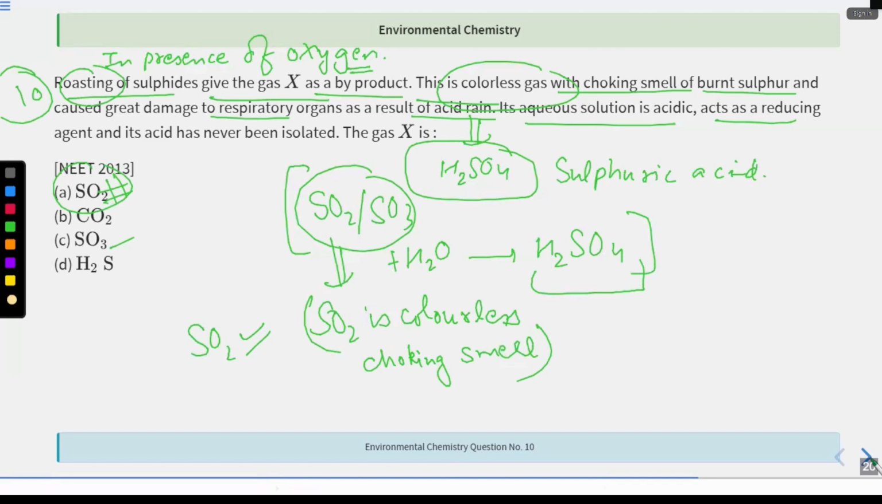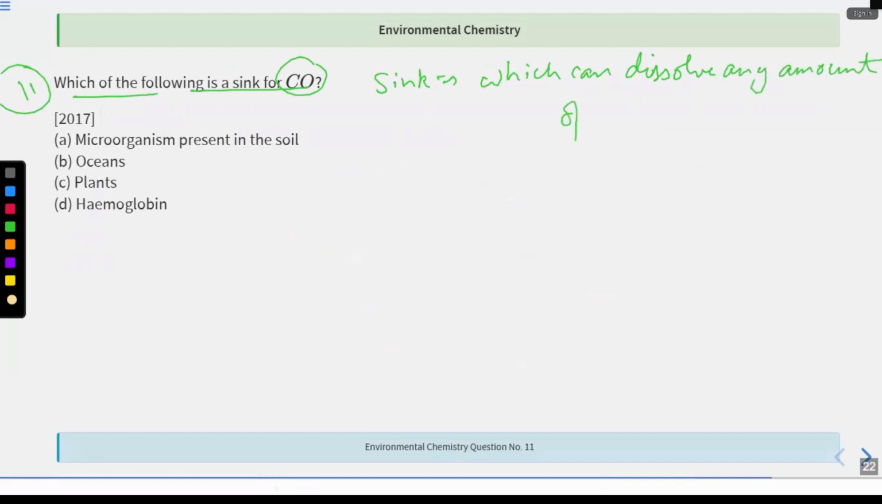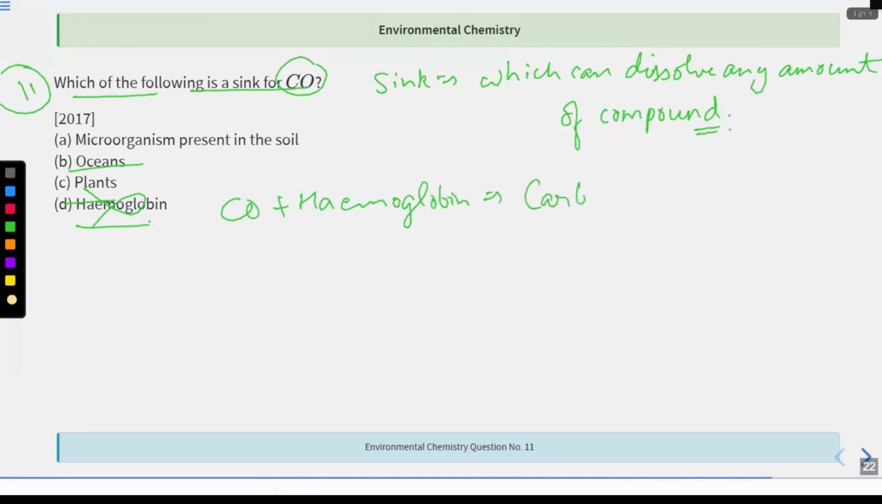Cool. So let's move ahead with question number 11. Which of the following is a sink for CO? Sink means which can dissolve any amount of compound. Which of the following is a sink for CO? Microorganisms present in the soil, oceans, plants, or hemoglobin. Of course, hemoglobin is not correct. Hemoglobin basically combines with CO to form carboxyhemoglobin.